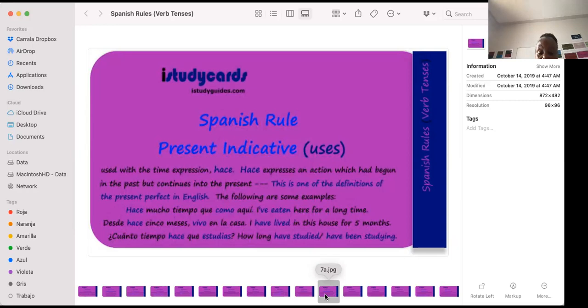How long have you studied, or how long have you been studying? I think you would say, how long have you been studying? Well, depends on what's the rest of the sentence. But here it is. You have the verb hacer. The expression is hace. That's the third person singular, hace. And it talks about an action that began in the past, but continues into the present, where in English, that would be considered the present perfect. In Spanish, you use the expression hacer.